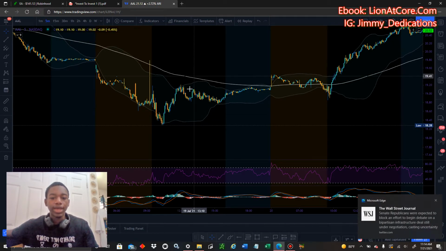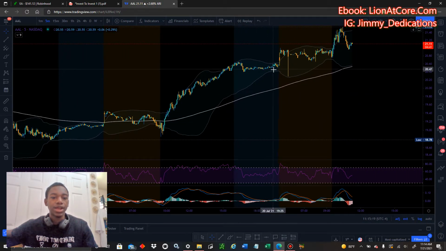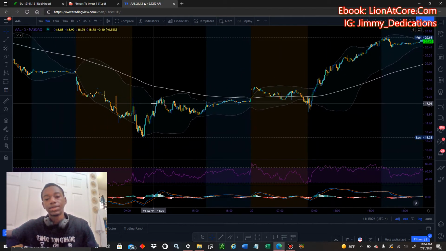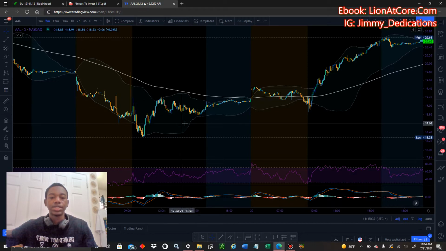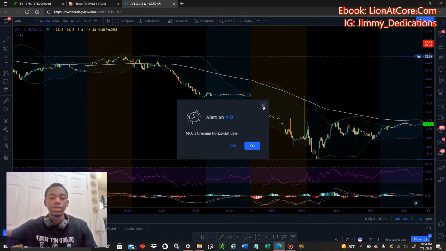So the wider these bands are, the more volatile the stock is. The tighter it is, the less volatile it is. So you see the tighter it is, the less it moves, but the wider it is, the more it moves. And a lot of people like to use it as a bounce type thing. So when they get to the top, they sell. When they get to the bottom, they buy. So a lot of people use it like that as well.